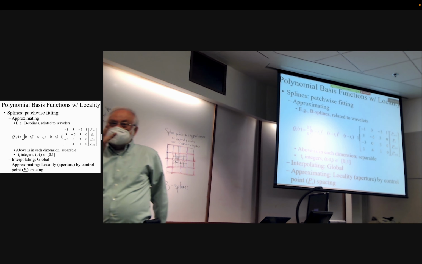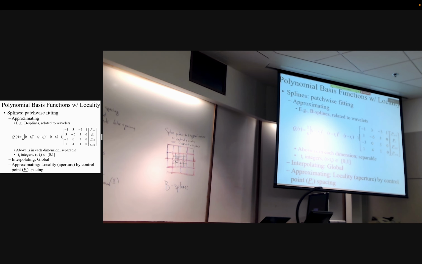You get 4 polynomials from that, right? 4 different cubics, one for each column.